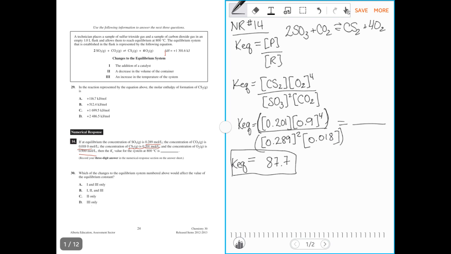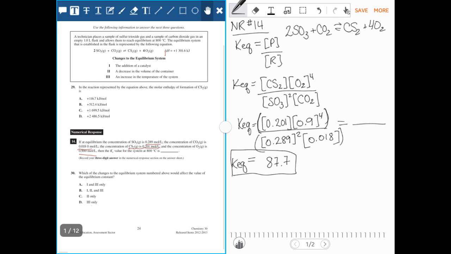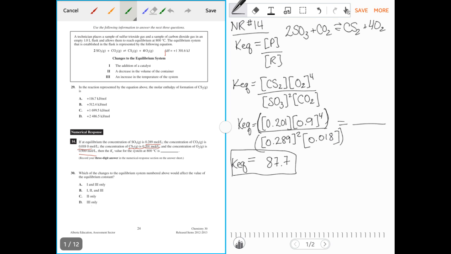When we take a look at multiple choice question 30, it says, which of the changes to the equilibrium system numbered above would affect the equilibrium constant? So I'm just going to pick a new color here. When we look at these 3 that are listed, it says the addition of a catalyst, decrease of volume. Okay, and remember, a decrease of volume in a container will increase the pressure. Okay, an increase in the temperature of the system.